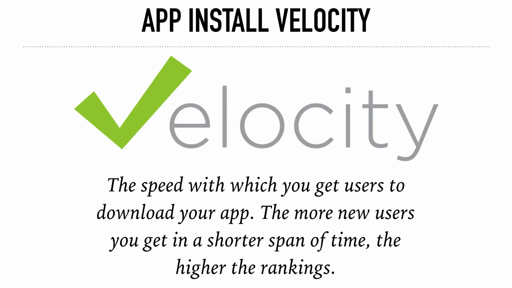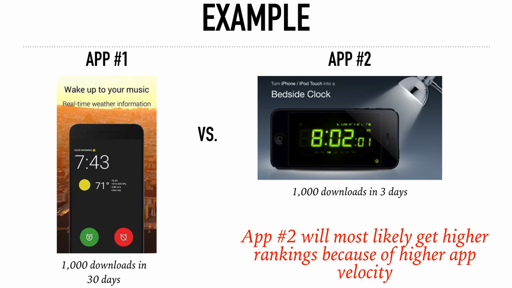The third factor is install velocity. Install velocity refers to the speed with which you get new users to download your app. The more users you get in a short span of time, the higher your rankings will be in the app stores. For example, let's say we have 2 similar apps in the same category.